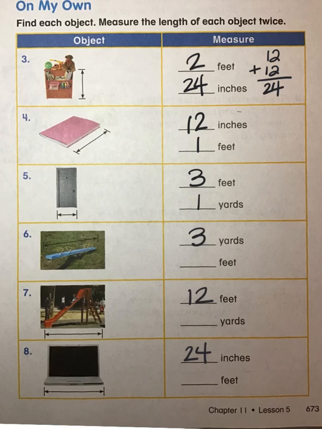Okay, let's look at the teeter-totter over here in number 6. They wanted to measure across. I said it was about 3 yards. So first we have to remember how many feet are in 1 yard. If you said 3, you were right. So if there's 3 feet in 1 yard, we're going to skip count. I'm going to pretend this is 1 yard, 2 yards, and 3 yards. We're going to skip count by 3 to figure out how many feet.